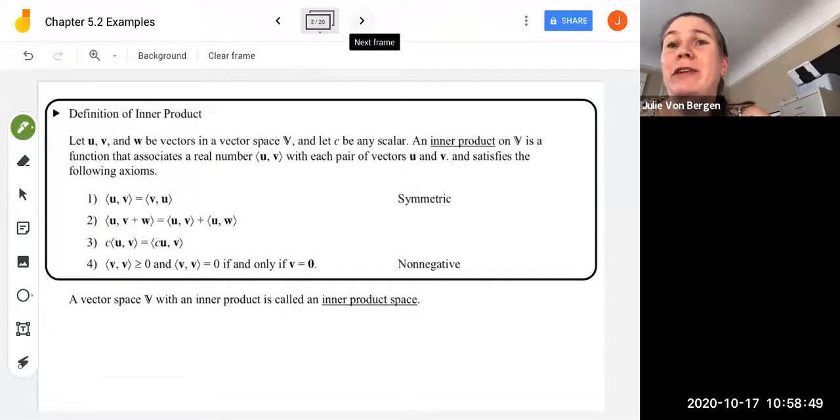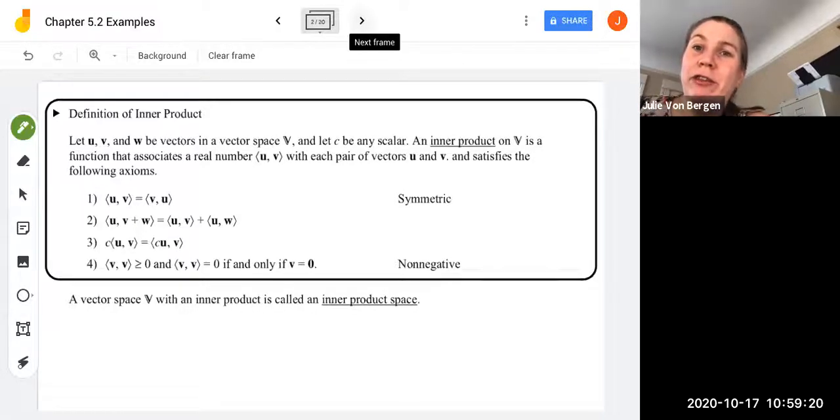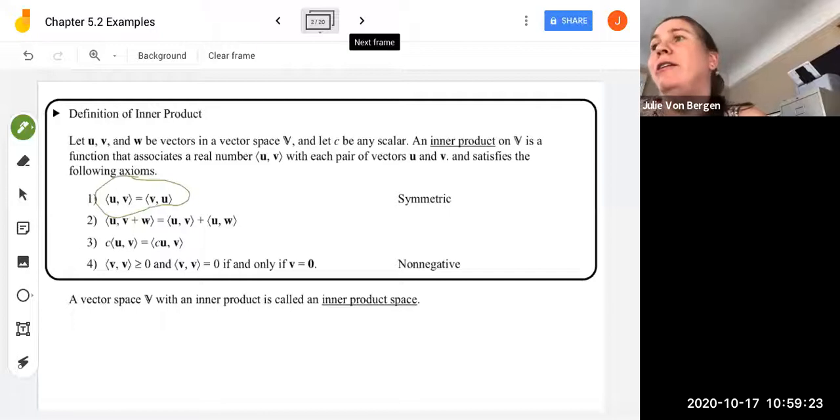So let's take a look at the definition of inner product. So you're going to see it's the same definitions that we had for dot product, but extended to any vector space. So we're going to let U, V, and W be vectors in a vector space V, and C is going to be any scalar. An inner product on V is a function that associates a real number UV in the inner product brackets with each pair of vectors U and V and satisfies the following axioms. So the symmetry axiom is first here. Doesn't matter what order U and V are in the inner product, you're going to get the same results. And these are going to equal a real number once we do our calculations.